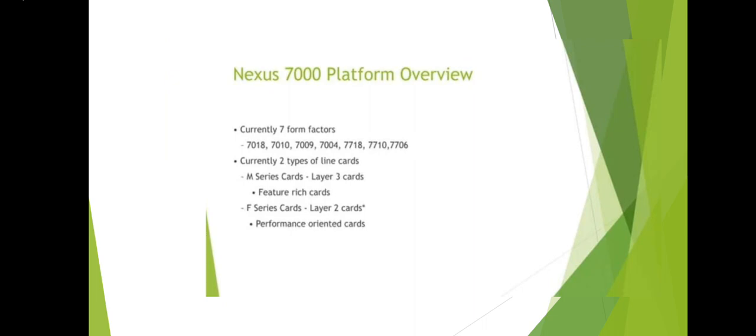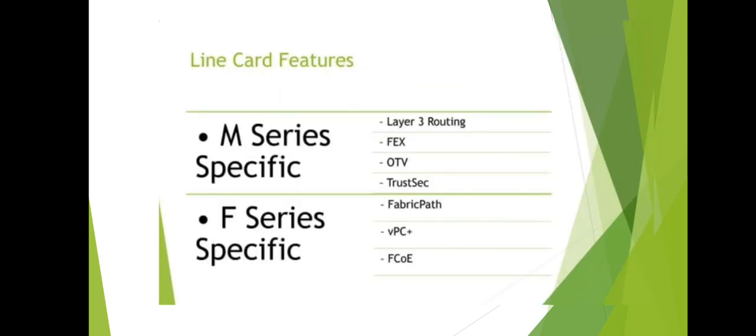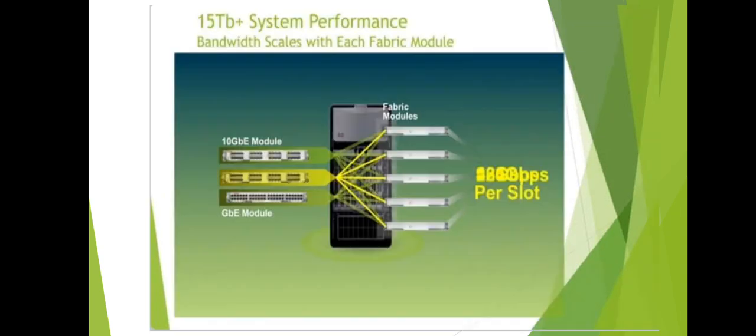In Nexus, we've got two cards, M series cards and F series cards. M series cards are nothing but layer 3 cards. Those are the cards with features. F series cards are nothing but the layer 2 cards, performance oriented cards. So M series will be taking care of routing, fabric, OTV, TrustSec. F series will be taking care of FabricPath. It will be taking care of L2, vPC and FCoE.